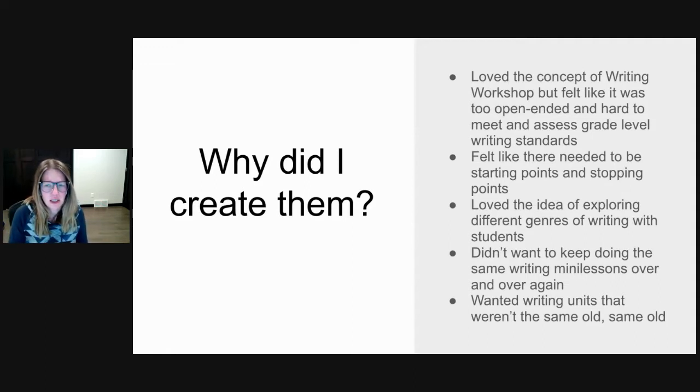I also love the idea of exploring different genres of writing with students and having those sequenced across the year so that students weren't always falling into that same genre of writing. They had experience with a variety. I also didn't want to keep doing the same writing mini lessons over and over again. I found that doing the different writing units really helped me to break out of certain molds. You can only do a show don't tell lesson so many times. I think it's important to think outside the box and have unique mini lessons so that students feel like you're bringing them something new.